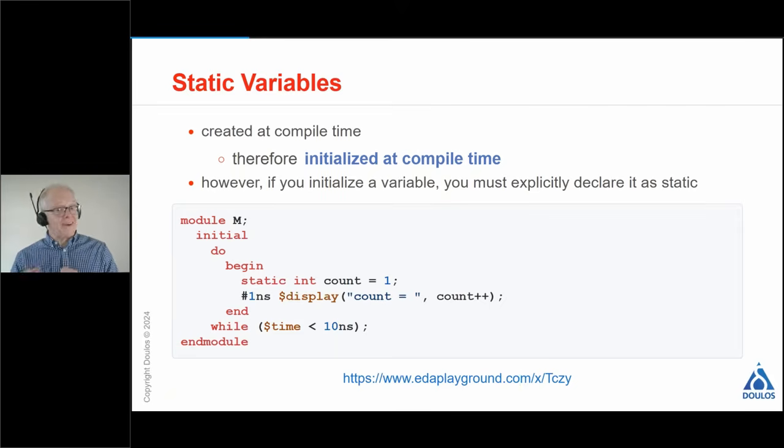Lifetime is when in the code, or when in the simulation, the variable exists. So why is exactly code equals 0 printed in the last example?